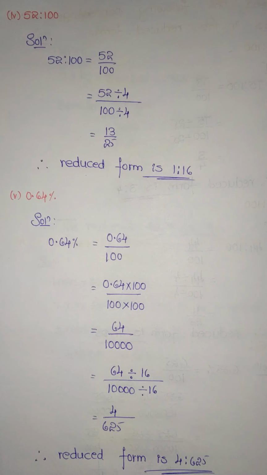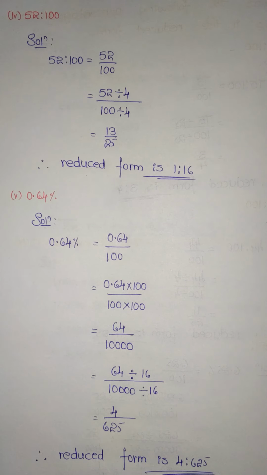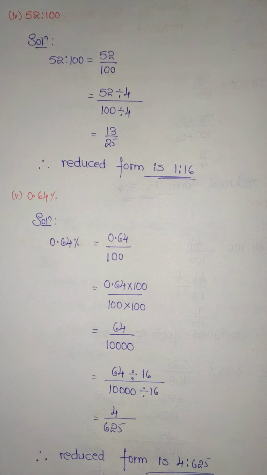So the remaining questions are 4, 5, 6, 7 and 8, which we are going to solve in our next video. I hope everyone clearly understood what is ratio and proportion and how to simplify into reduced form. So the remaining questions we are going to solve in our next video.